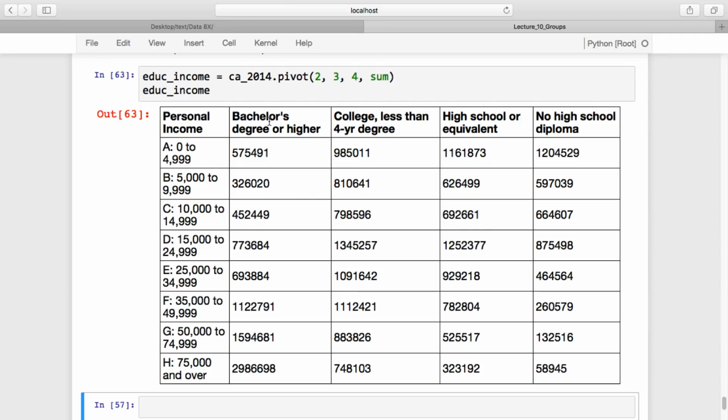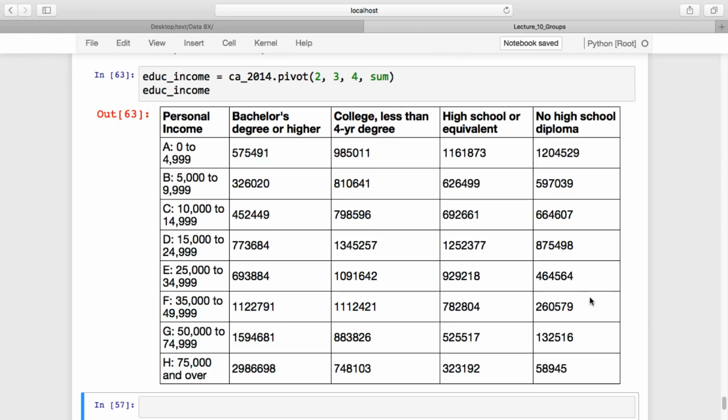We have 4 categories of educational level and I believe 8 categories of personal income. And this is perhaps best thought of as a set of distributions. For the people who had a bachelor's degree or higher, those people have been partitioned into all of these different income levels. And so here's a distribution, here's a distribution, here's a distribution, and here's another one. And that's all very well. We know that in our heads.